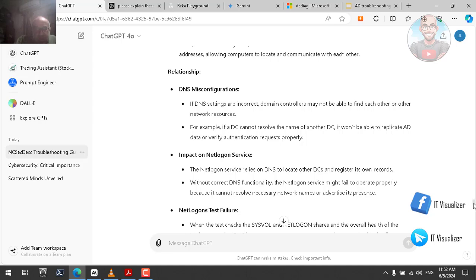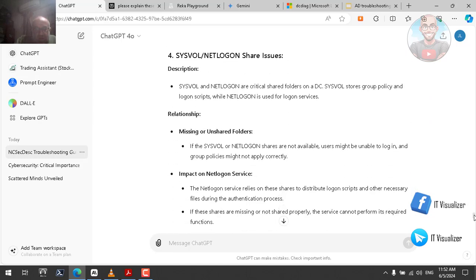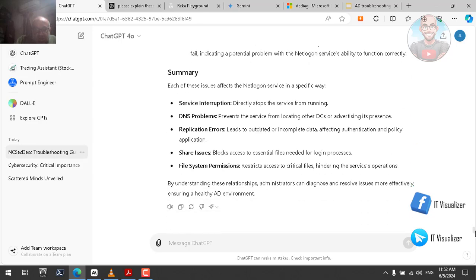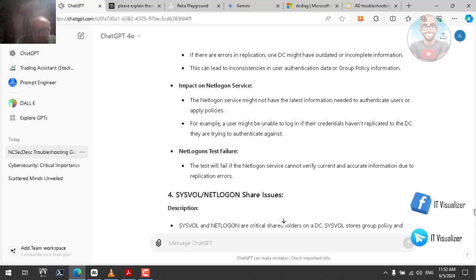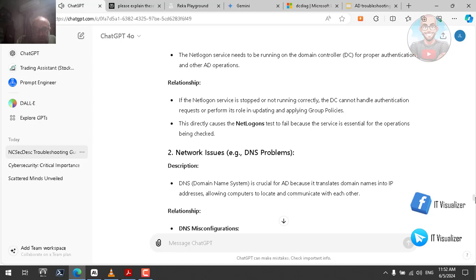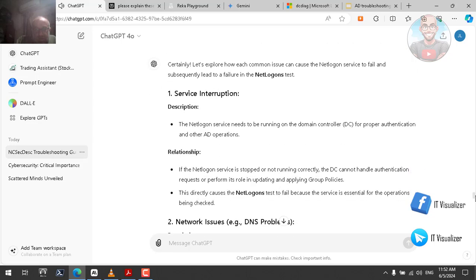So let me read it loudly. Let's see the answer of ChatGPT. I think it's correct, or it's perfect. Let's read it. Certainly. Let's explore how each common issue can cause the Netlogon service to fail and subsequently lead to a failure in the Netlogon test.